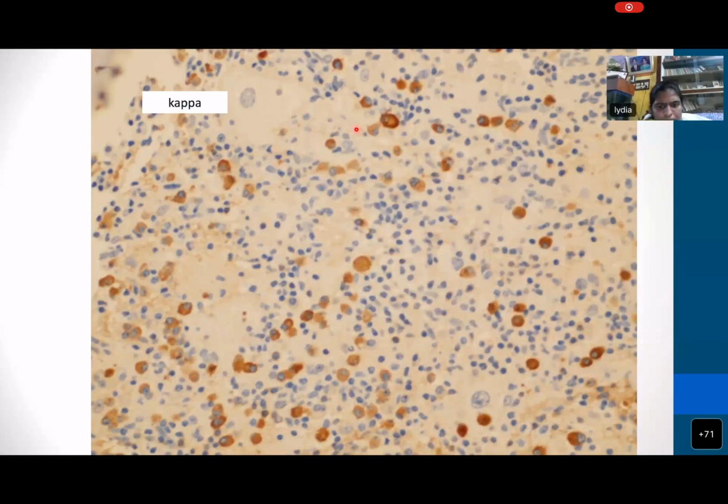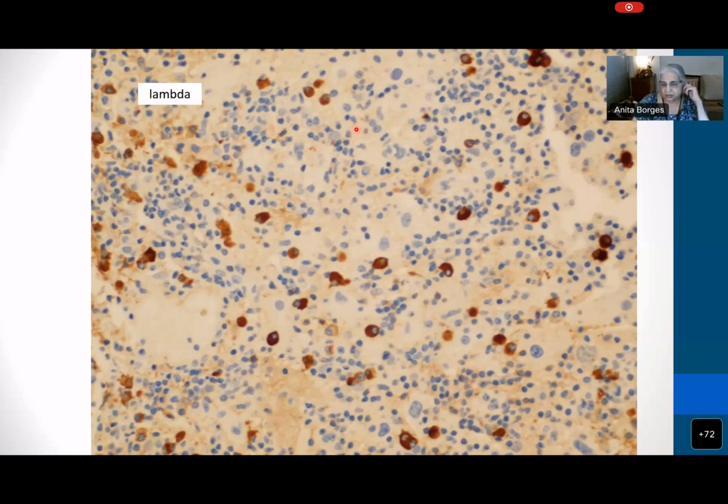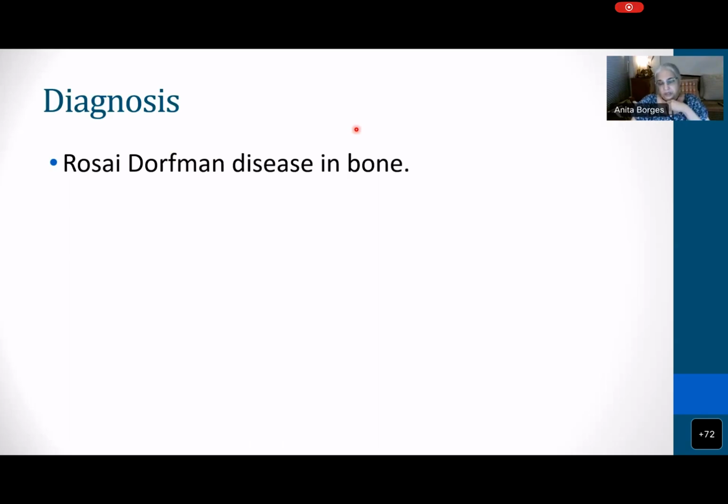Now you can do a kappa or lambda light chain to see whether these plasma cells are monotypic. Monoclonal. Yes, but in most cases they are polyclonal. Occasionally they show a lambda-like restriction, but I don't think it makes any difference. In this case, it was just polytypic. So this is Rosai-Dorfman disease in bone.